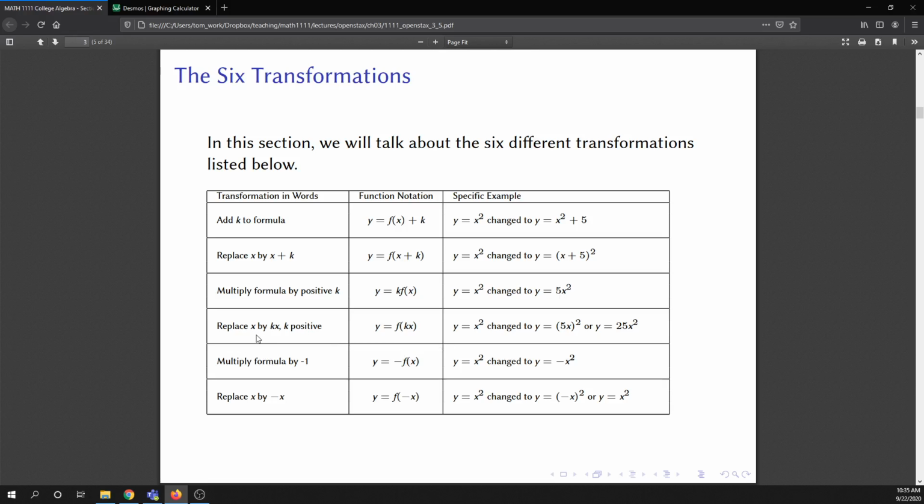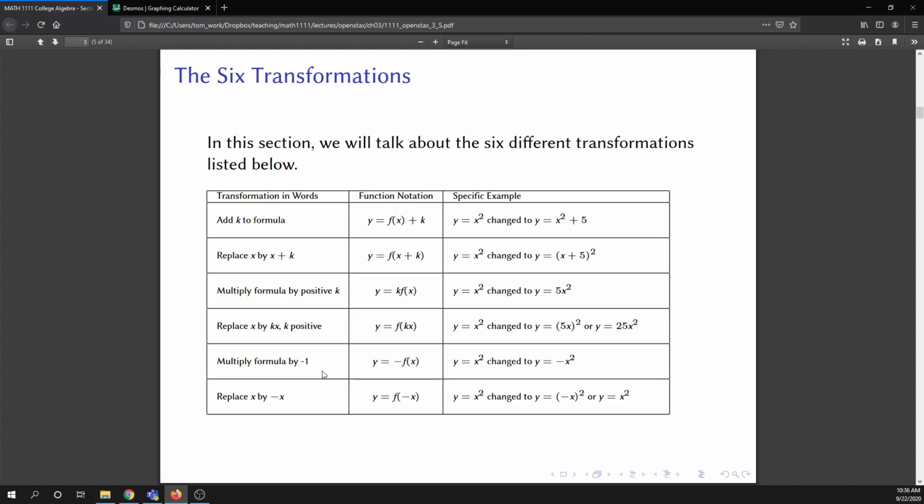Next up is we are going to replace x by some number times x, where k is again a positive number. So we're going to start with y equals f of x, then we would pop out the x and replace it back with some number times x. So for instance, if I started with y equals x squared, and I replace that x by 5 times x, and notice the 5 is in parentheses right here. That could be simplified to 25x squared. Right, so that's a specific example of this transformation.